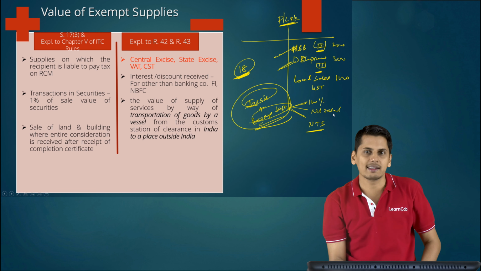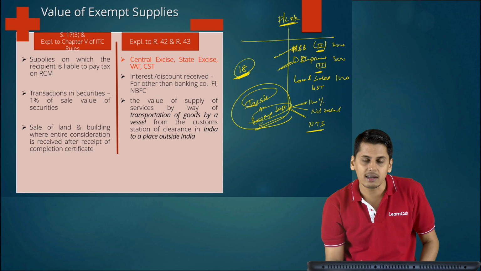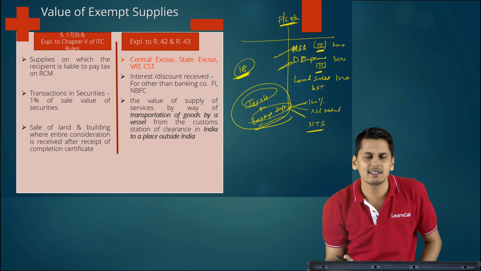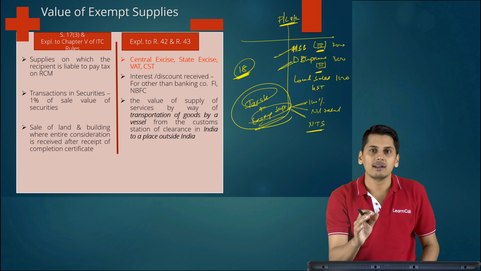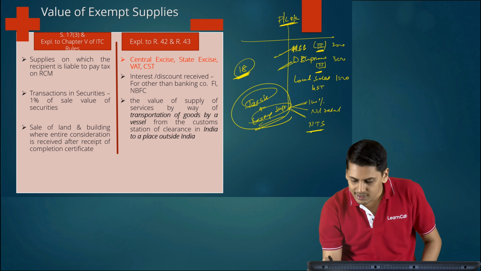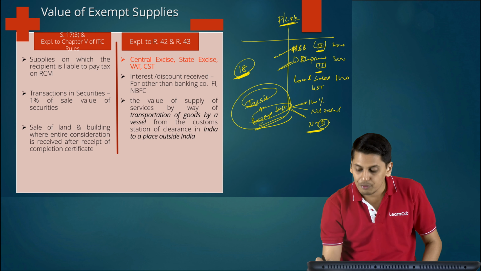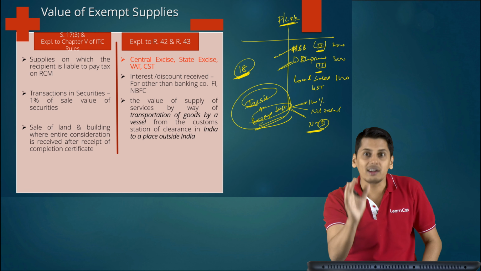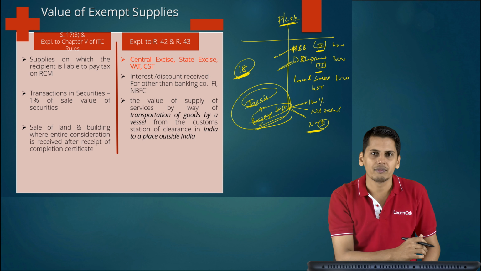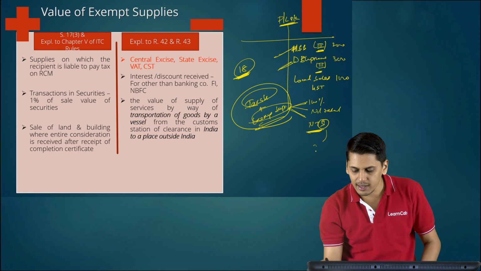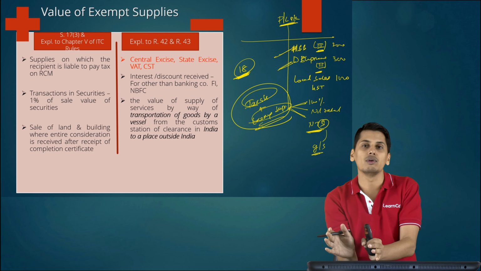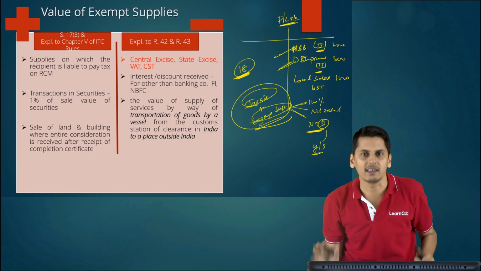What is the meaning of non-taxable supply? Non-taxable supply is a supply of goods or services on which there is no levy of GST at all. Now friends, please analyze carefully. For a supply to be a non-taxable supply, first it should be a supply. And in GST, supply can be only of goods or services or both and nothing else.